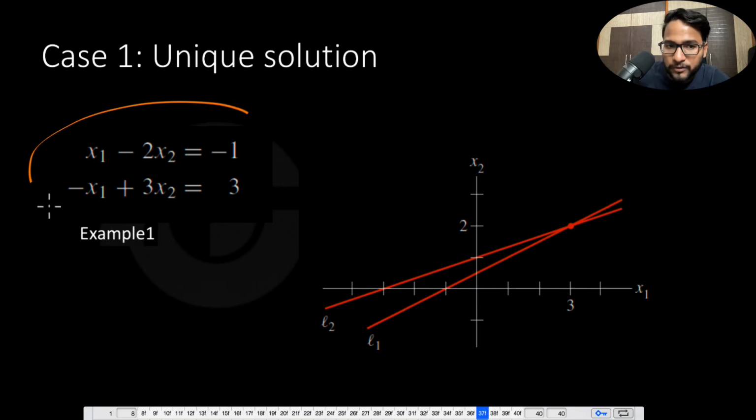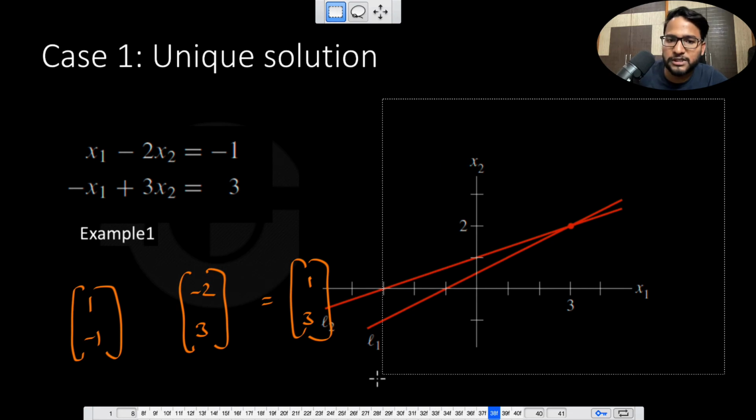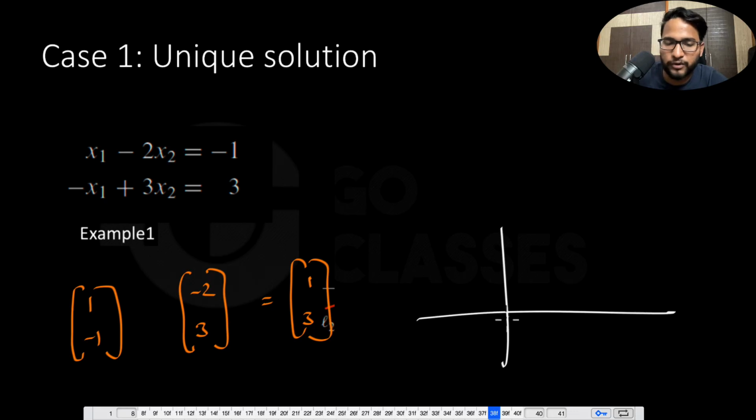Which means if you have these two equations, then these two lines are meeting at this point. You can visualize it as a column picture also, which means these are the two columns, 1 and minus 1, and this is the column minus 2 and 3. They are basically producing this 1 and 3. Actually, visualization is not that important, but still let me visualize. So the first column is 1 minus 1, maybe like this, and the second column is minus 2 and 3, maybe something like this.